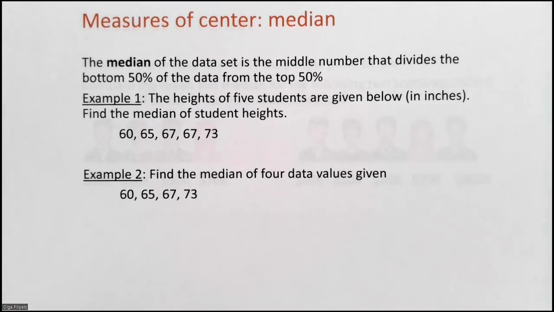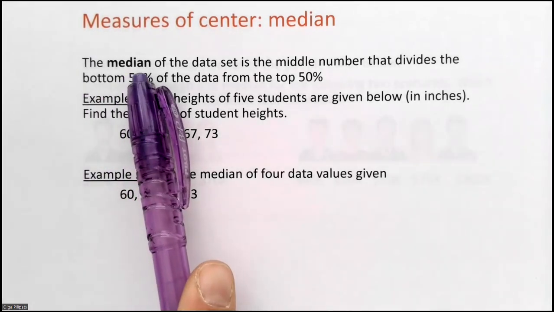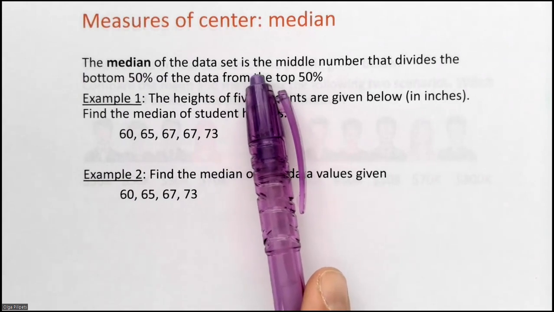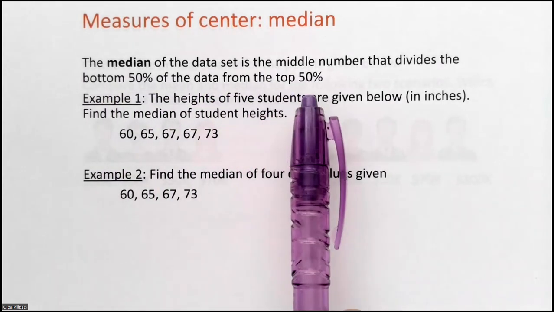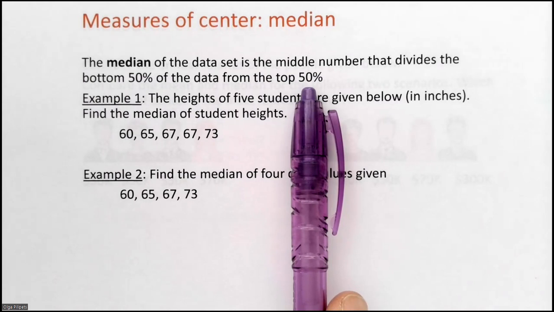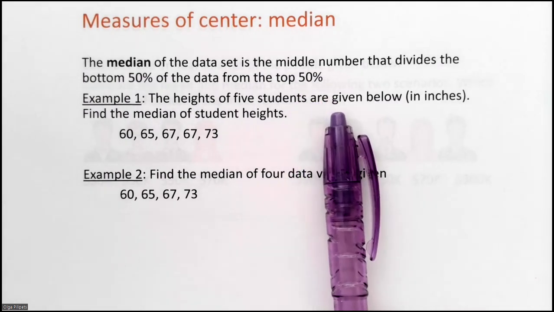As I already mentioned, it's not always practical to find the mean, because the mean is an arithmetic average and it can be applied only to quantitative data. What about qualitative data? And even quantitative data? Another measure of center that we can use is the median of the data set. It is the middle number that divides the bottom 50% of the data from the top 50% of the data. Okay, so how do we find the median?